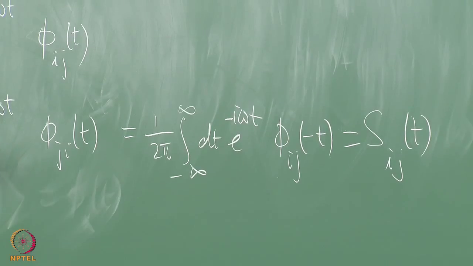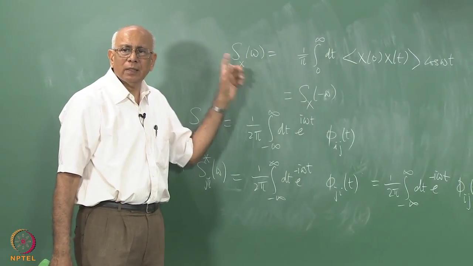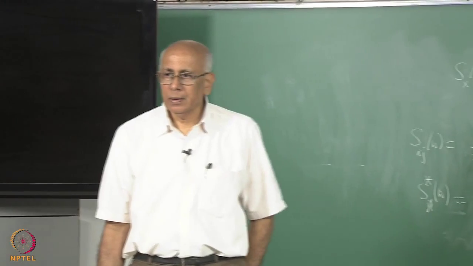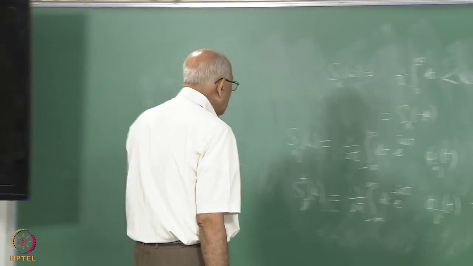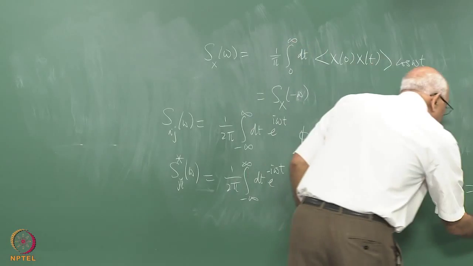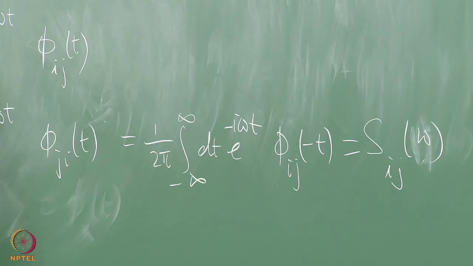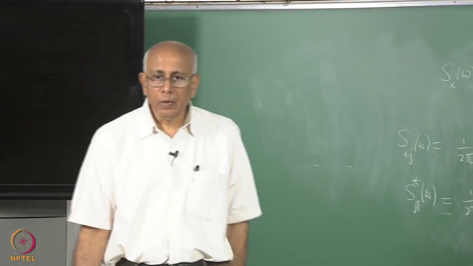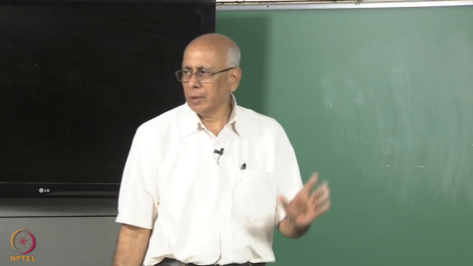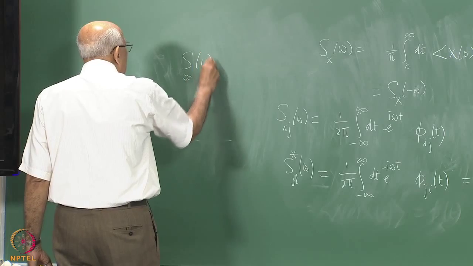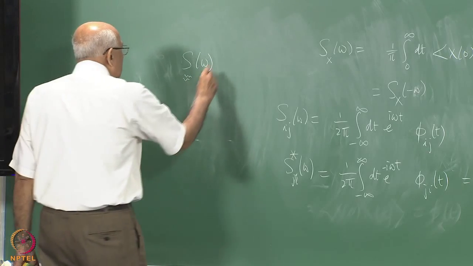So what is the higher dimensional counterpart of the symmetry property of S? This says the power spectrum is an even function of the frequency for a single random variable, for a scalar random process. The moment you have a multi-component process, it says the ijth component of that tensor is equal to Sji of omega star. So what does it say about this tensor Sij of omega, or this matrix? It's a Hermitian matrix, right? So this matrix S, whose elements are Sij of omega, is a Hermitian matrix.